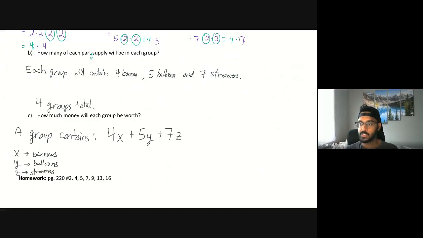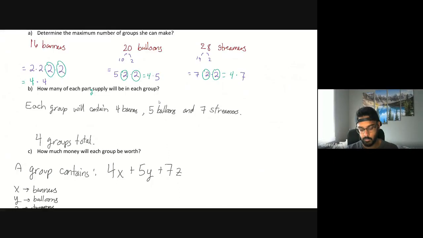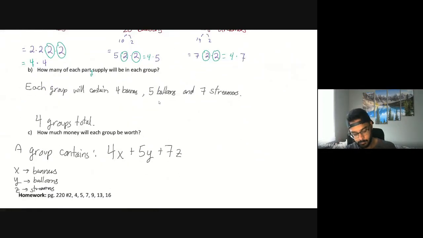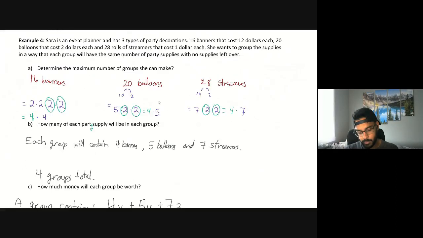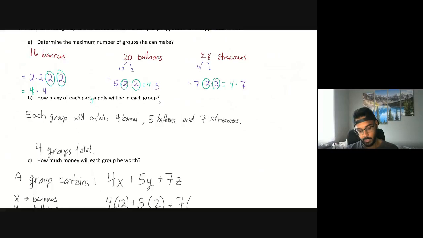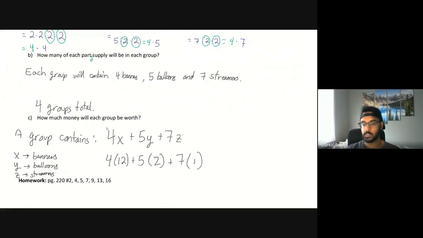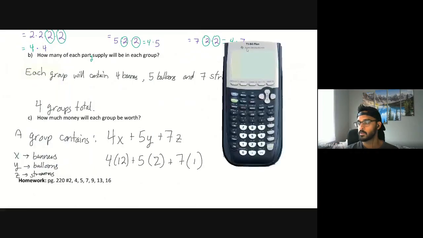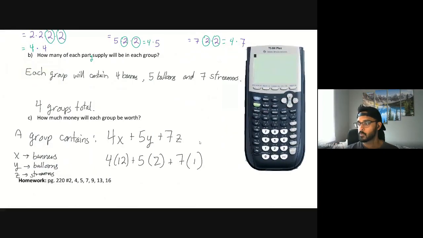Okay, and we had a dollar value to attach to each of them. So I think a banner was 12. Okay, so 4 multiplied with 12 plus 5. The balloons are $2 a piece. So there's 5 times 2 plus 7. And I believe those were $1. Yes, those were $1 each. So I can throw all of that into my calculator. I could do it mentally. Either one. 4 times 12. Okay, plus 10 plus a 7. In total, for each group of that amount of party supplies, that will cost $65.